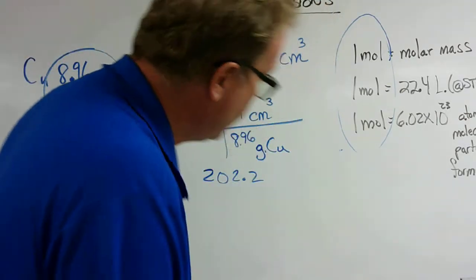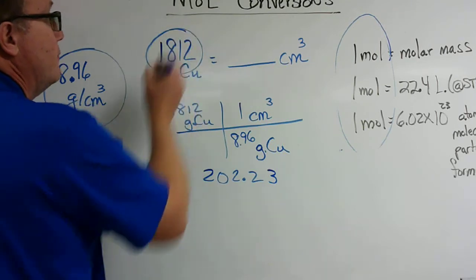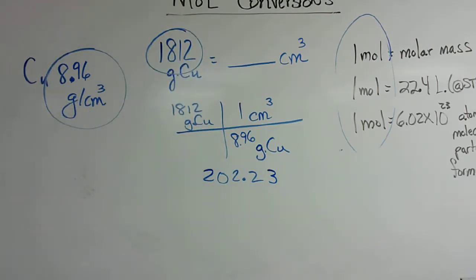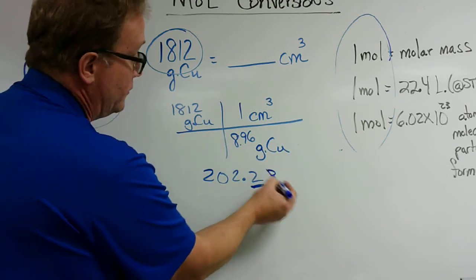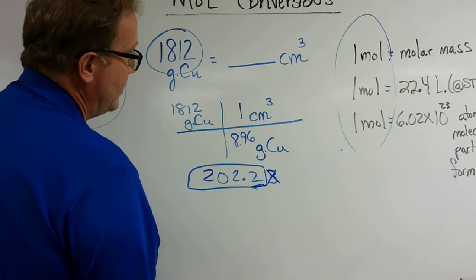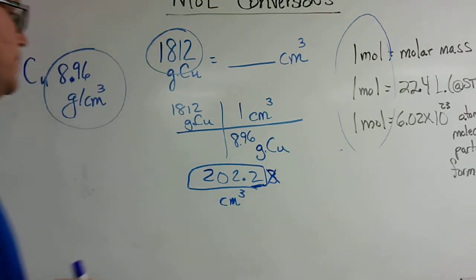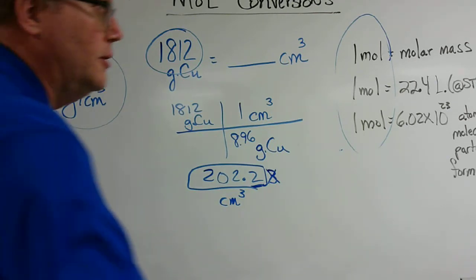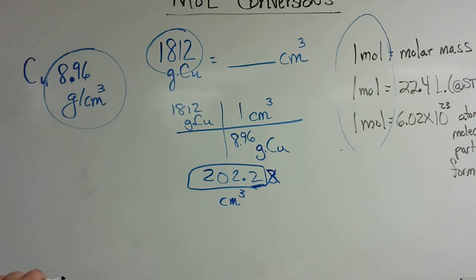Let's see if I have an added number here. Let's go with the 3. We see we have 4 numbers here. We're flexible. We go to the 4th number here. We notice the 3 does nothing to the 2. We get rid of that. So we got 202 cubic centimeters, or 202.2 cubic centimeters, which is also 202.2 milliliters.